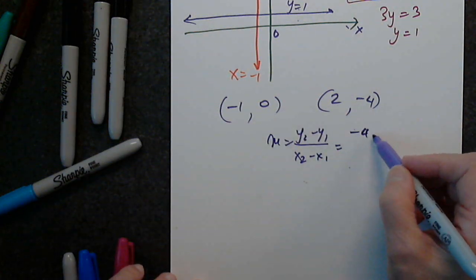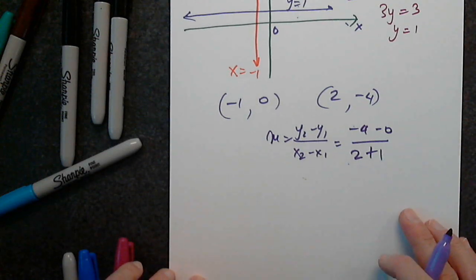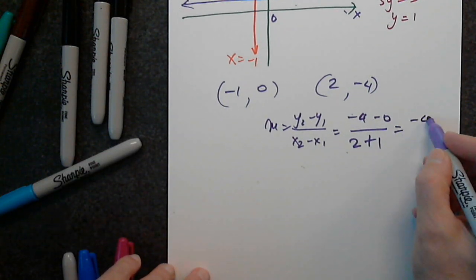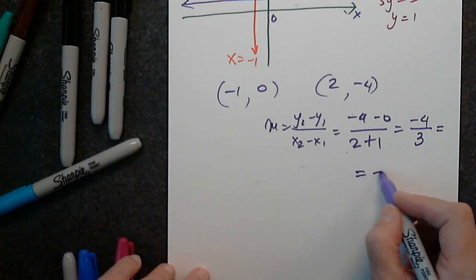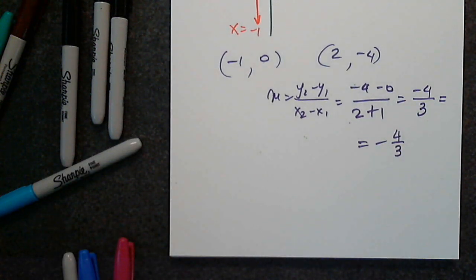So negative 4 minus 0 over 2 minus negative 1, which is positive 1. So the numerator is negative 4, the denominator is 3, so the slope is negative 4/3. Good? So I have the slope. Now what?